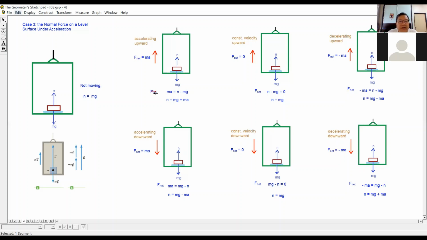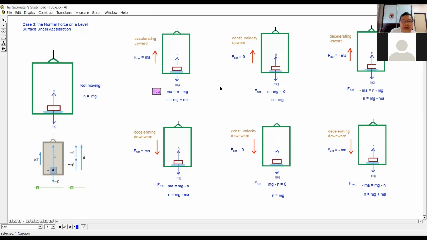Okay, the equation is like this. We look at the net force, and we say that the net force, ma, is equal to the normal reaction minus the mg. Why normal reaction minus the mg? Because it is moving upwards. The normal reaction is bigger than the mg. So we have the net force ma equals normal force minus mg.